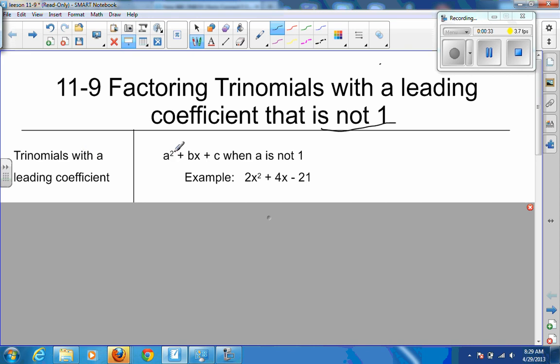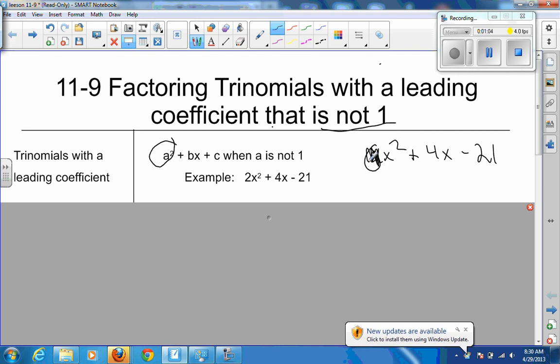What that means is that this term right here, remember, most of our equations look like ax squared plus bx plus c, or in this example 2x squared plus 4x minus 21. All of the ones that we were doing last week looked like just x squared plus 4x minus 21, something like that, where this was not even there. It was just a regular x squared. So what we're doing today is learning how to factor trinomials that have a leading coefficient that is not 1.